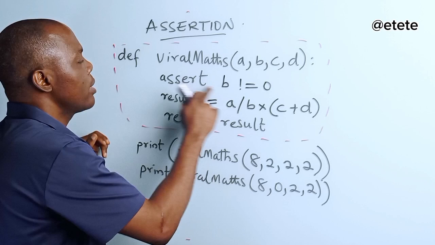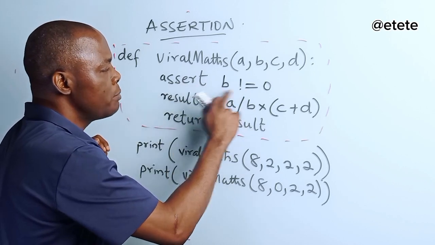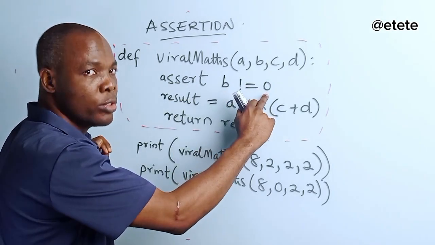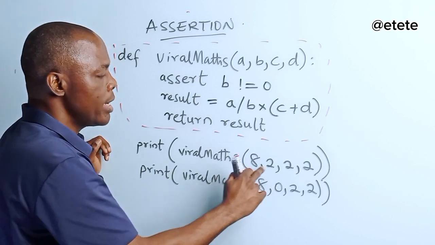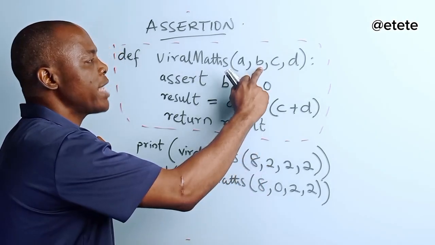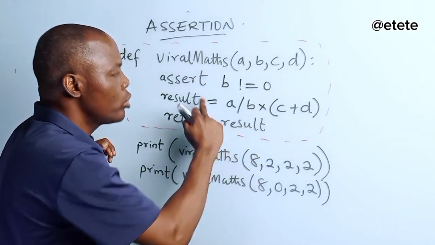Now it will come in. It will check. It's testing it. Is B not equals to 0? Is that true or false? Now, this is the 2 that is assigned to B. It is not 0. So this is not true.